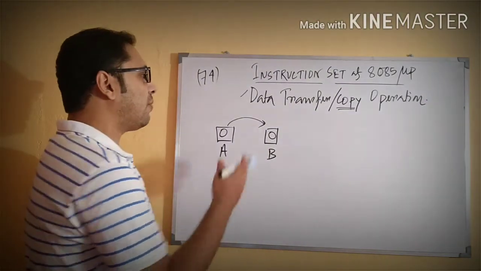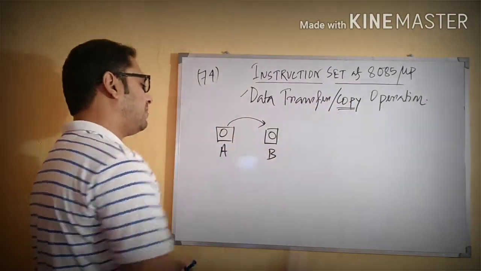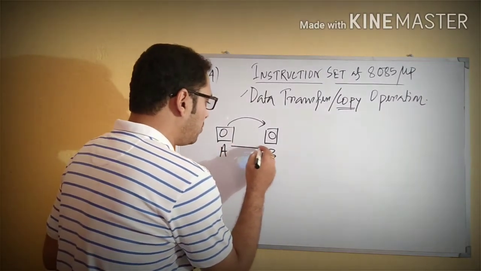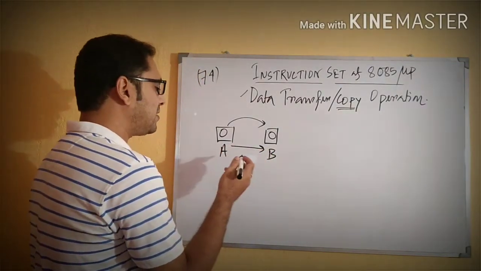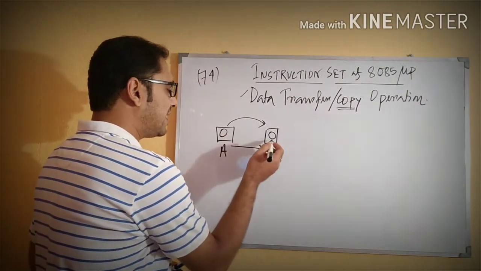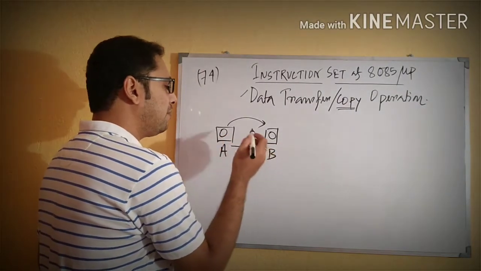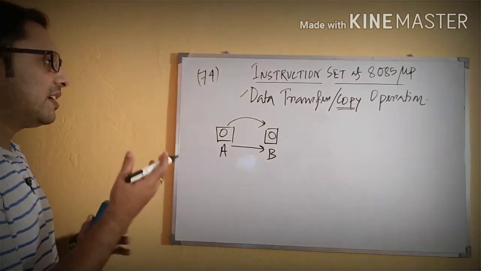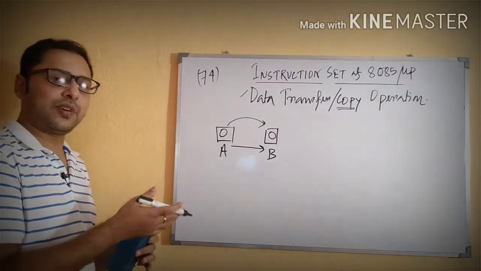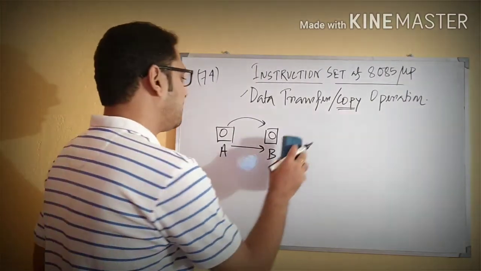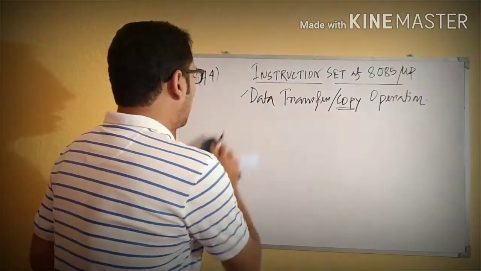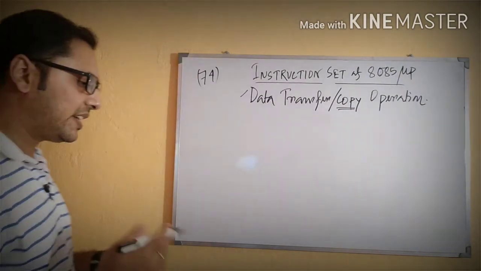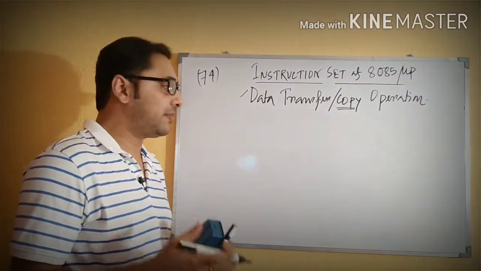So when we are talking about data transfer operation by 8085, that means the data will be simply copied from A to B. That means the source and the destination, that is A and B, both finally get the same value. So it's not actually transfer, it is basically a copy operation. Okay. Now the question says, okay, data copy operation. Now how many types of data copy operation can we perform here?